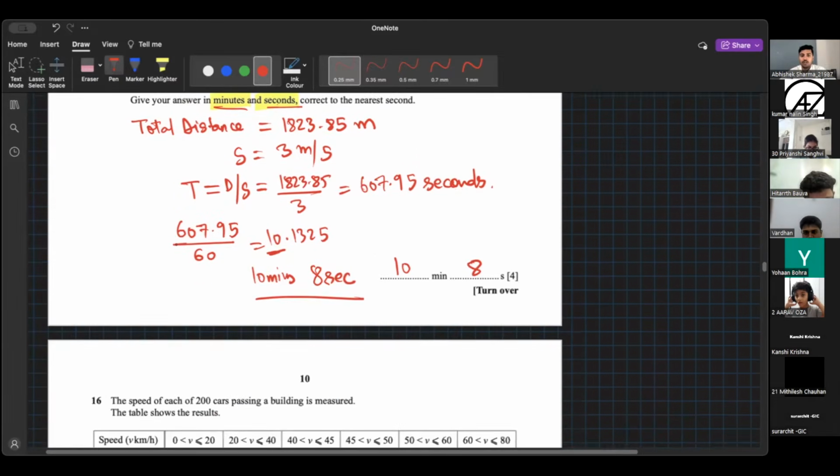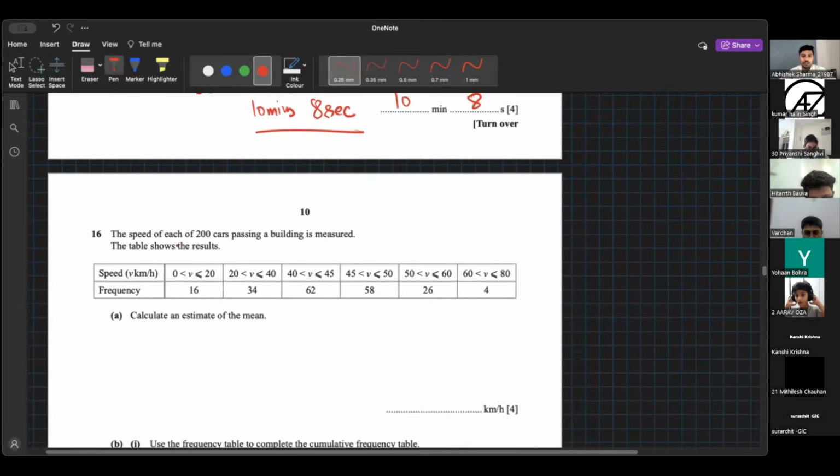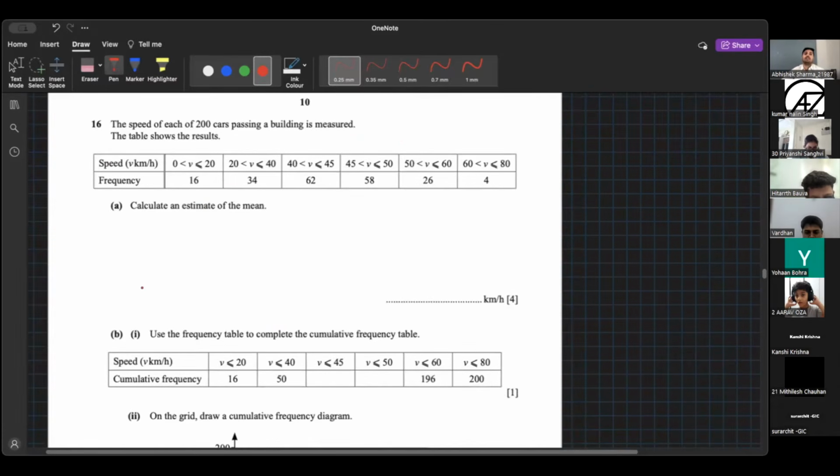Okay. Moving on to the next question now. Statistics. It says the speed of each of 200 cars passing a building is measured. The table shows the results. So we have the class intervals for different speeds, and there are different cars with different frequencies. So 0 to 20 is 16, 20 to 40 is 34, 40 to 45 kilometers per hour speed is 62, and so on.